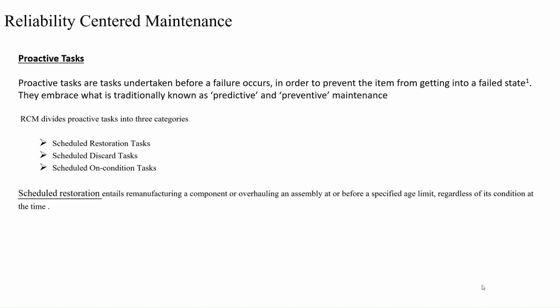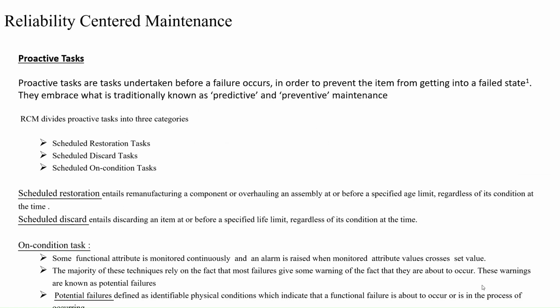Scheduled restoration entails remanufacturing a component or overhauling an assembly at or before a specified age limit, regardless of its condition at the time. Scheduled discard entails discarding an item at or before a specified life limit, regardless of its condition at the time. On-condition task. Some functional attribute is monitored continuously and an alarm is raised when the monitored attribute value crosses a set value.